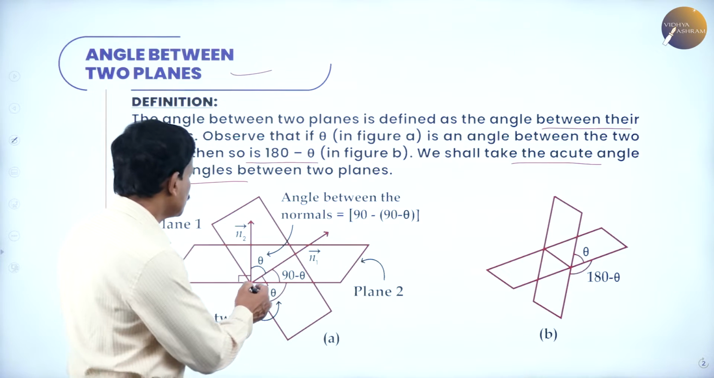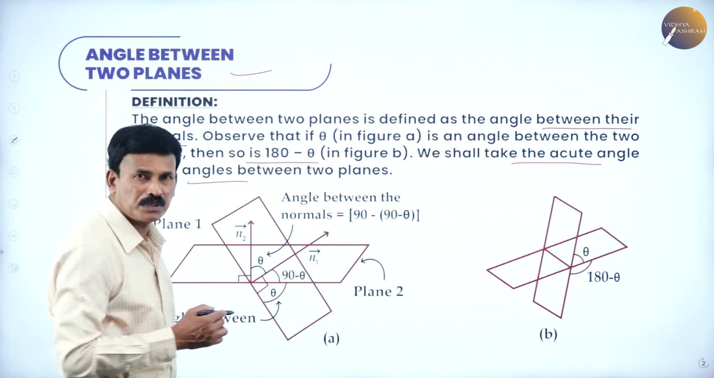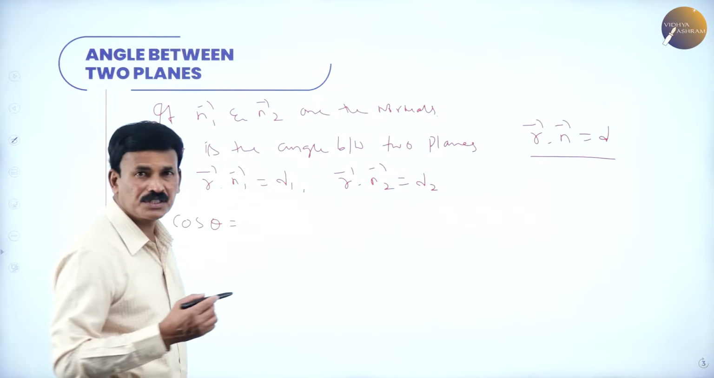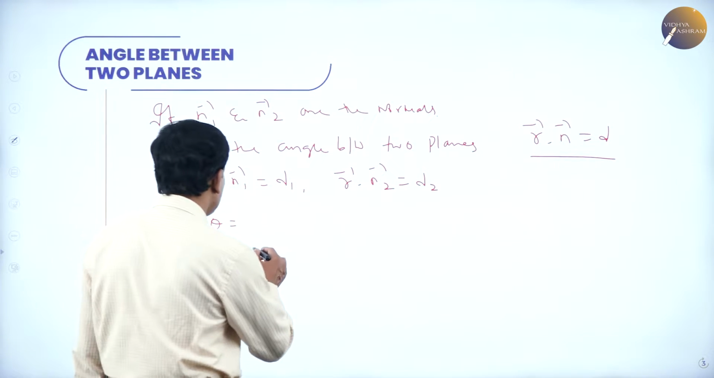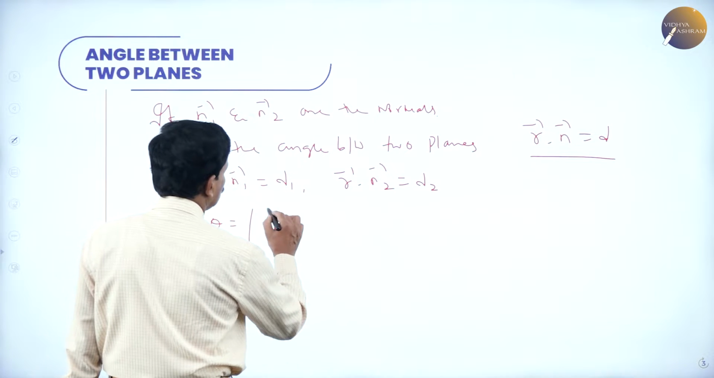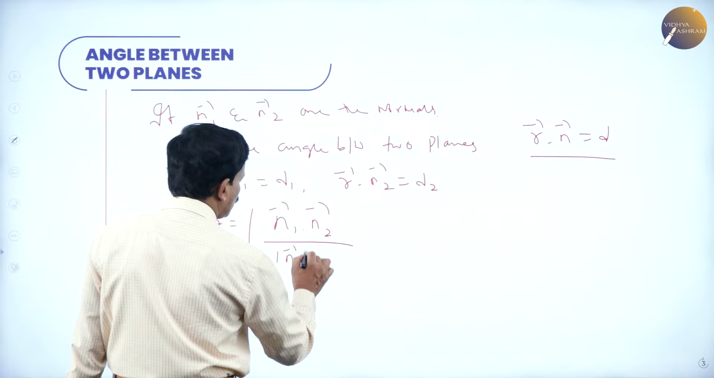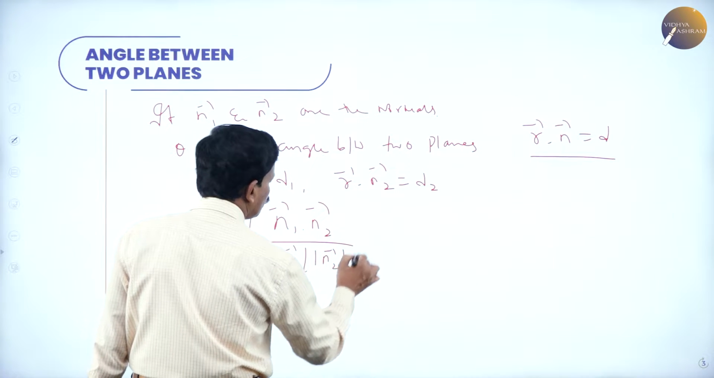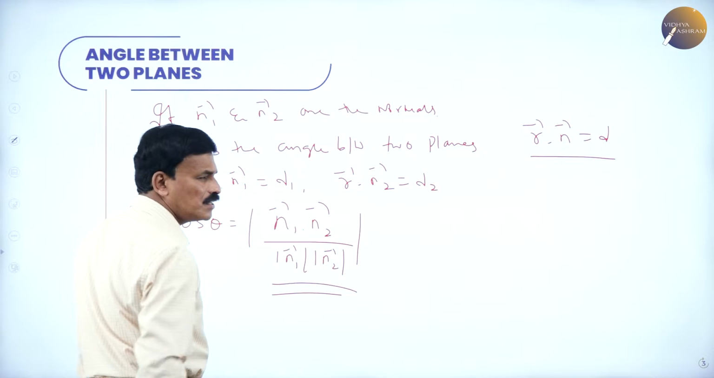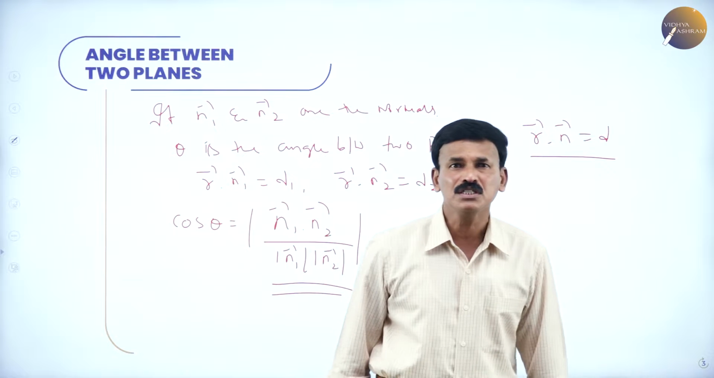Now here theta is the angle between the two planes, so the angle of intersection between the planes is given by cos theta is equal to vector n1 dot n2 divided by length of n1 into length of vector n2. So this will give us the angle of intersection between the two planes.